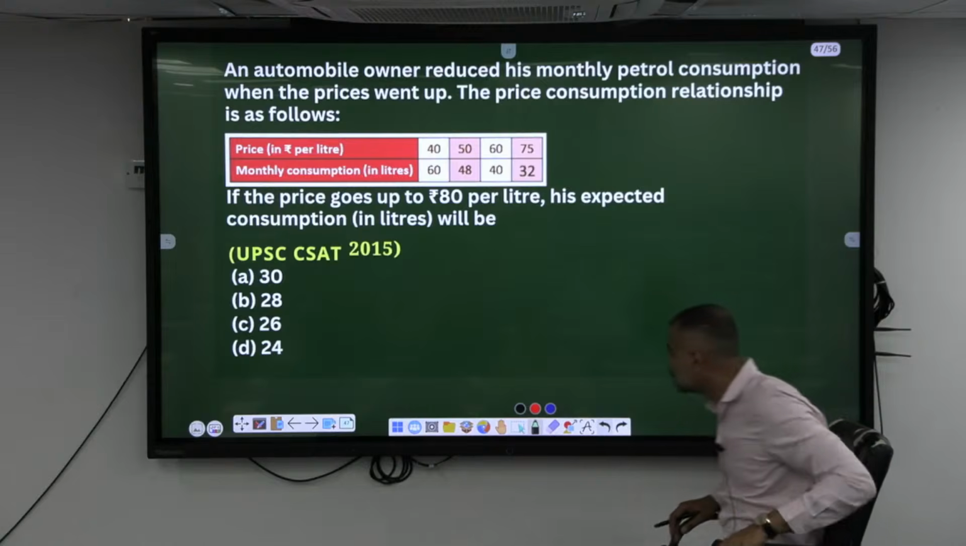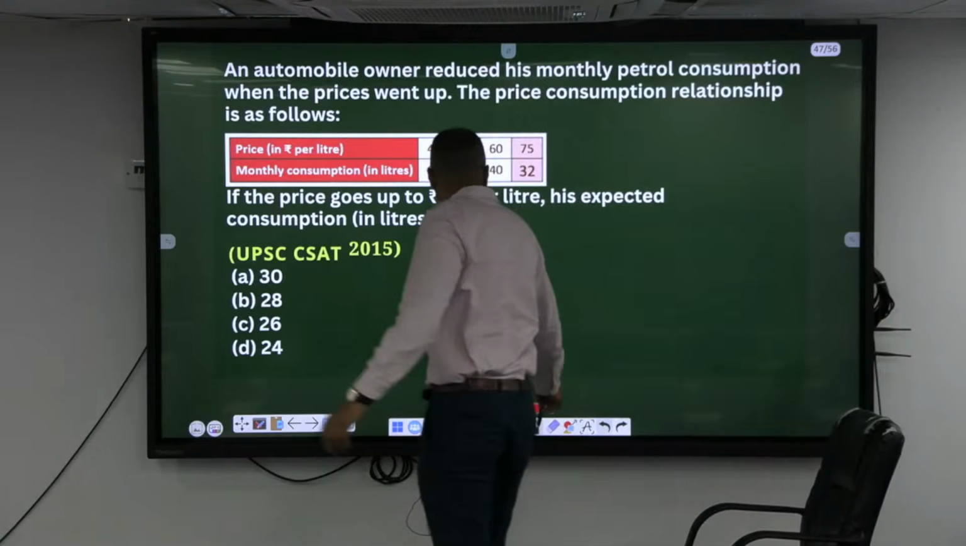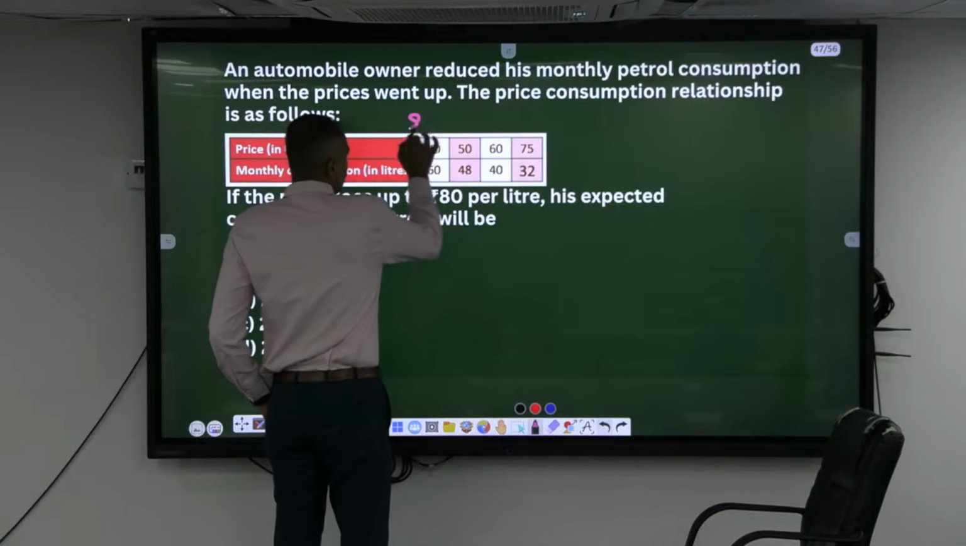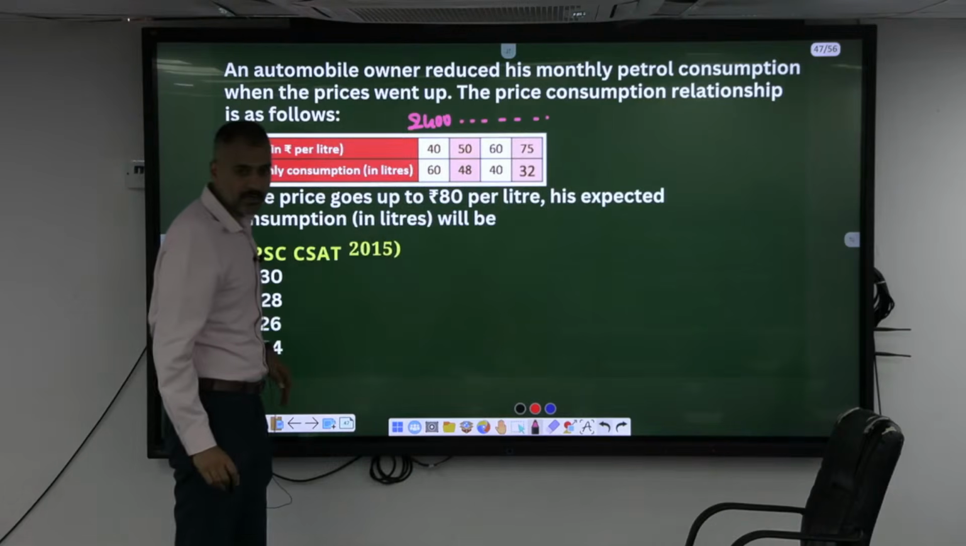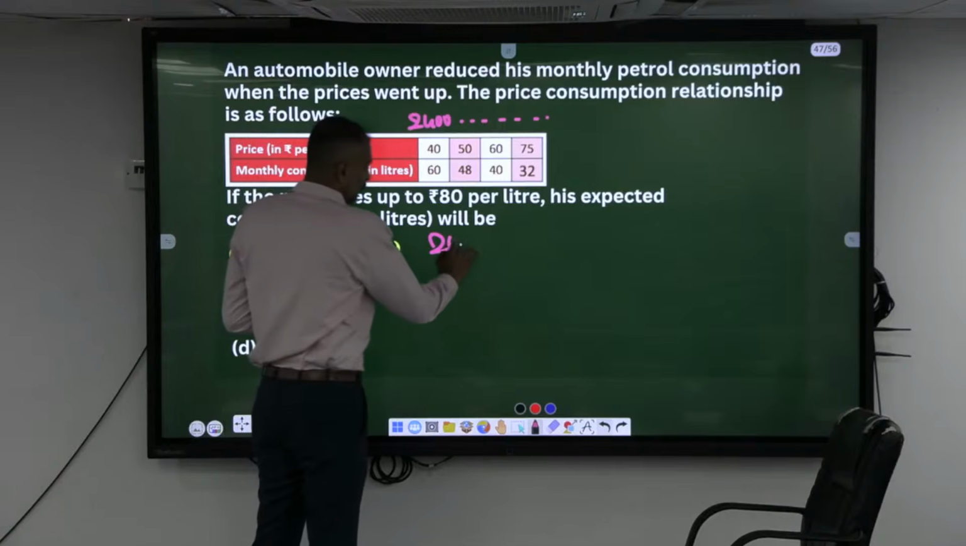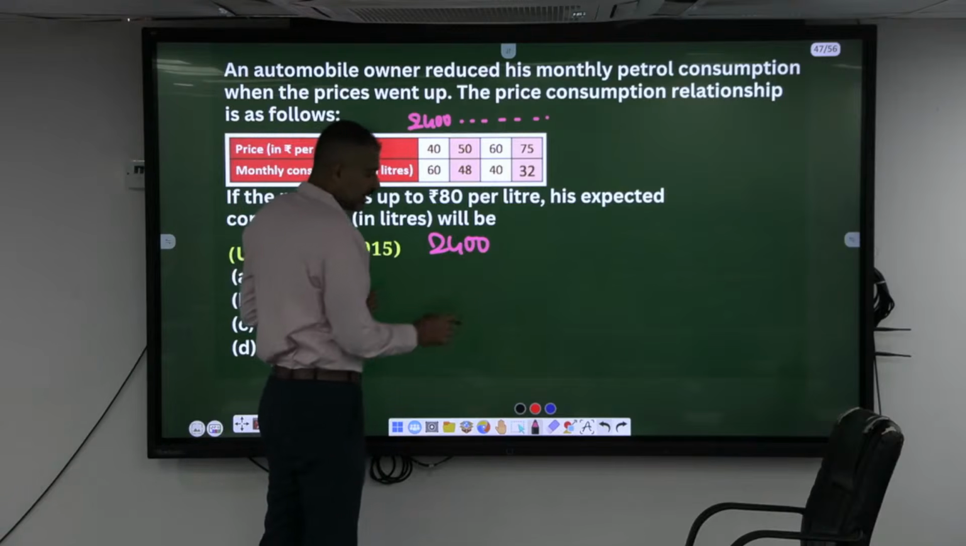Okay, he has made one column. That's it. Every time he is spending 2,400, 2,400, 2,400. 75 into 32 also 2,400. So he has a fixed budget to spend, 2,400. Right? Okay. He is buying.